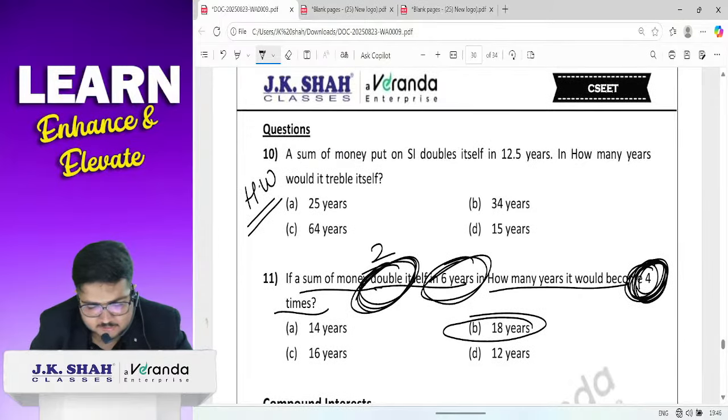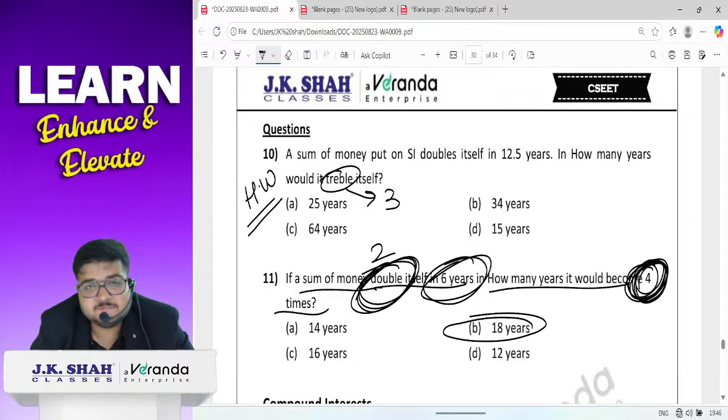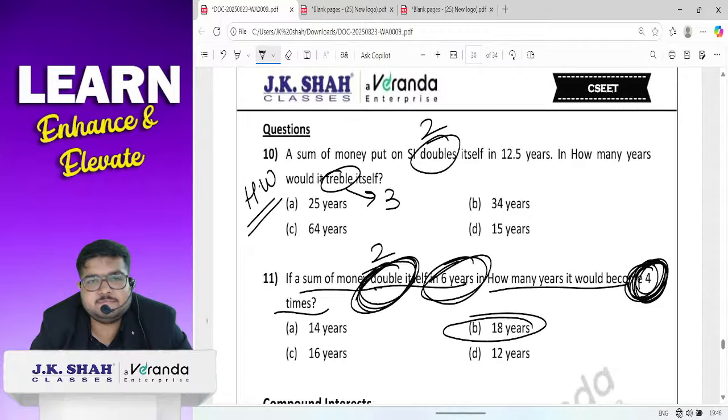Similarly, you have to do the same sum. Here I told you, find is what? Find is this, treble. Treble means triple. So this is your find. Given is what? Given is double. Double is 2 is your find. And number of years will be 12.5. So put the values and solve the sum.